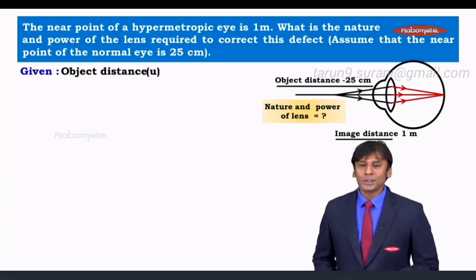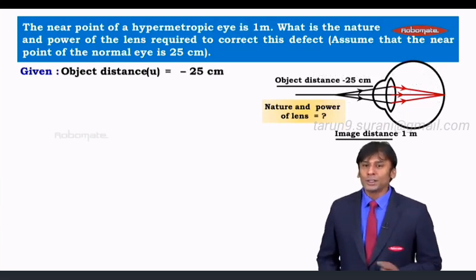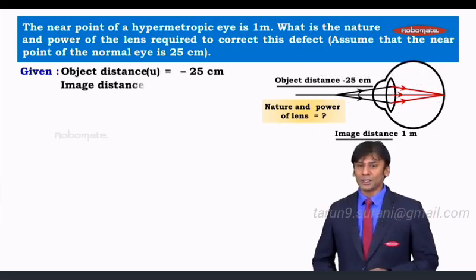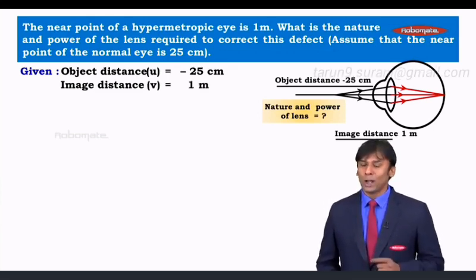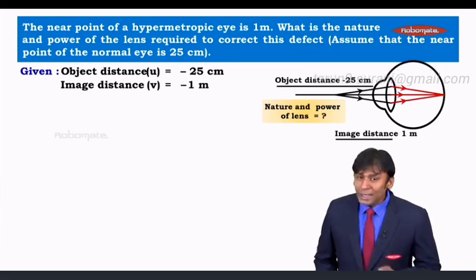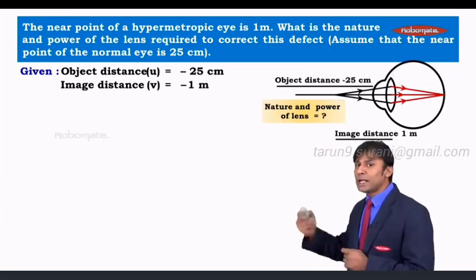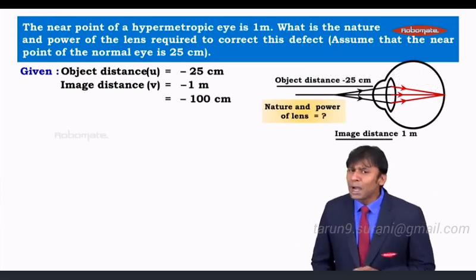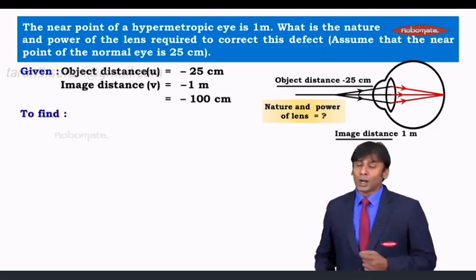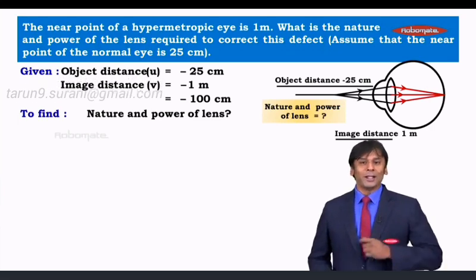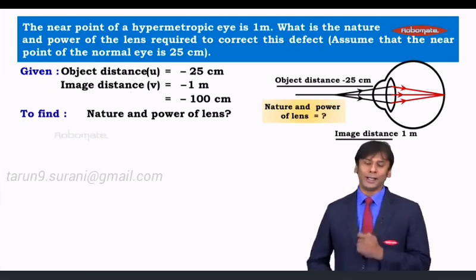Firstly, object distance is given by u, and the object distance in this case is minus 25 centimeter. Further, the image distance v is equal to 1 meter and we take it as minus because the image is formed to the left of the lens. Now this minus 1 meter can be written as minus 100 centimeter. Now what are we supposed to find? We have to find the nature and power of the lens.